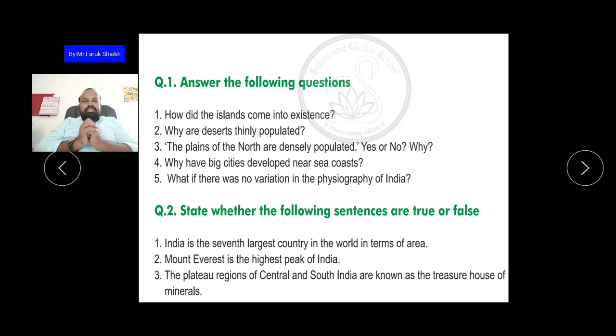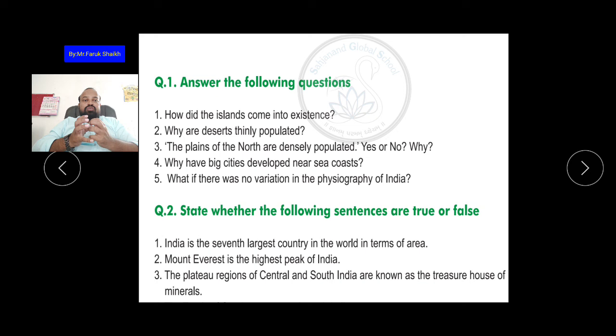What if there was no variation in the physiography of India? In Jammu and Kashmir we get snowfall and apples and all. In another region, Assam, tea is grown. Our Gujarat is known for tobacco, til, bajri and all. In Karnataka, they are growing coffee and all. So because of this variation of physiography, different regions can grow different crops.